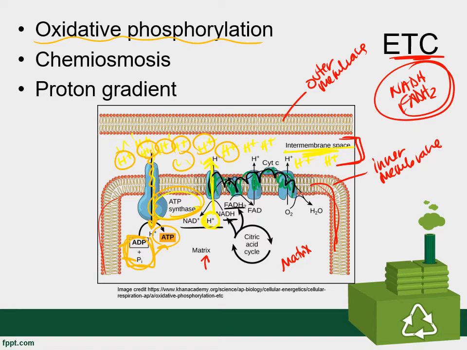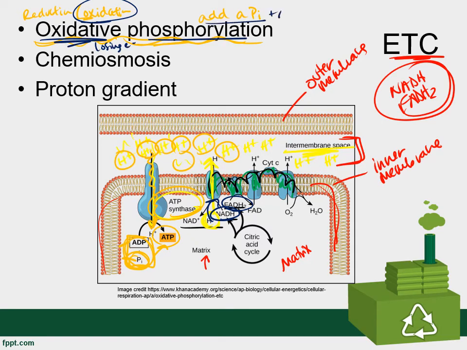It's because we are phosphorylating. That just means I'm adding a phosphate group, that inorganic phosphate. Oxidative comes from chemistry. Remember that in chemistry we have reduction and oxidation reactions. Oxidation is the loss of electrons. Because NADH and FADH2 are losing electrons to the electron transport chain, this is oxidation. So we call it oxidative, losing electrons, phosphorylation, adding a phosphate group to the ADP to make the ATP.